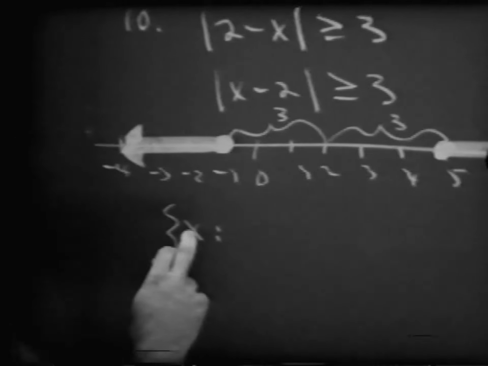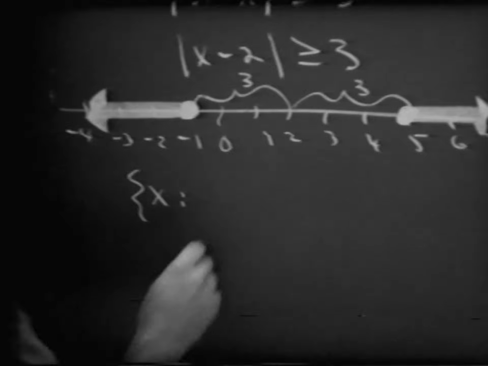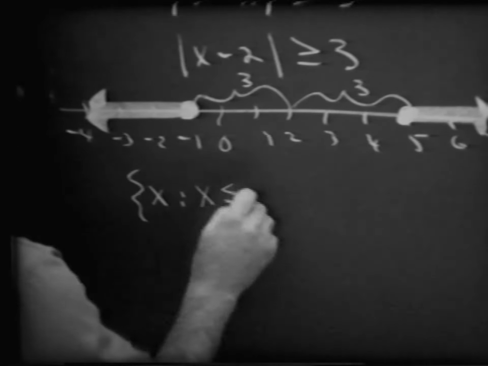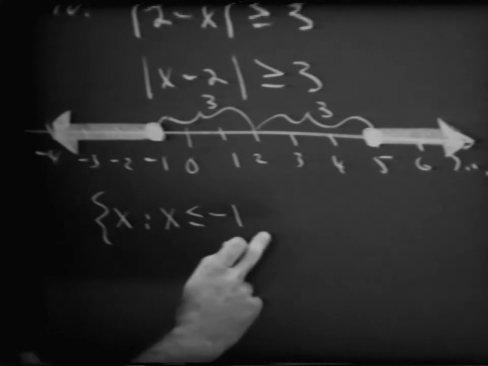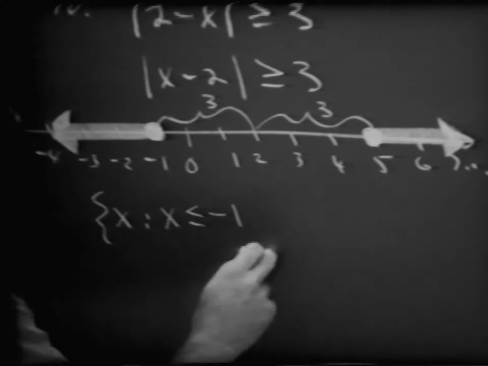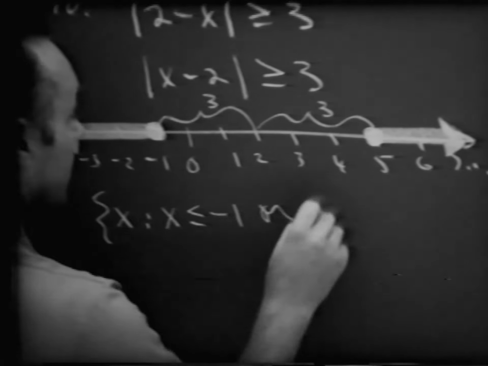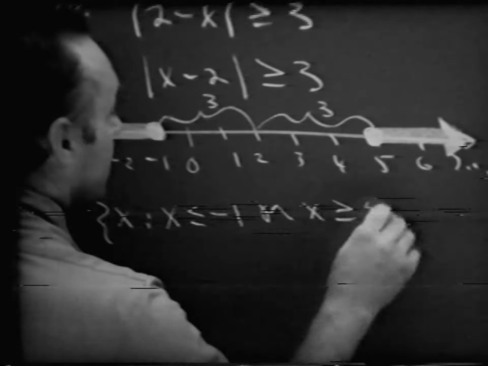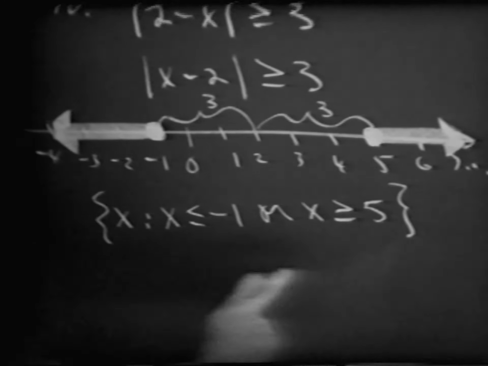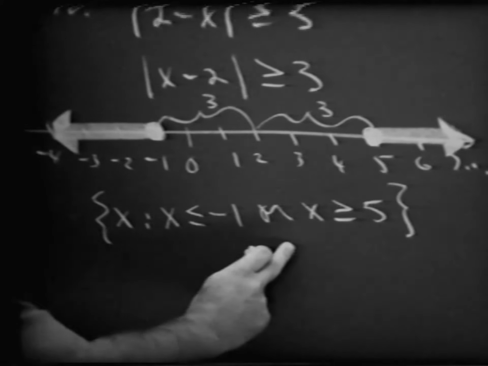Well, what then can we say? The set of all x's such that, and what then do we want to say here, Tom? X is less than or equal to negative 1. X is less than or equal to negative 1. And what's the crucial word in here? Or. Or, what then do we want to say, Charles? X is greater than or equal to 5. X then is greater than or equal to 5, and I think this will be our solution set. Notice here, again, we must use the word or.